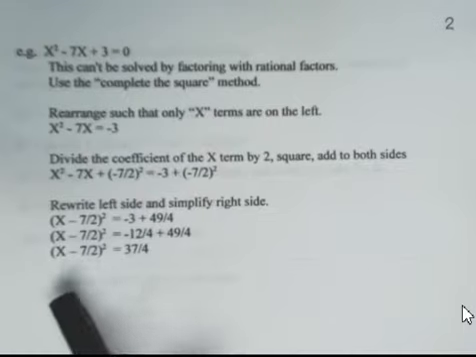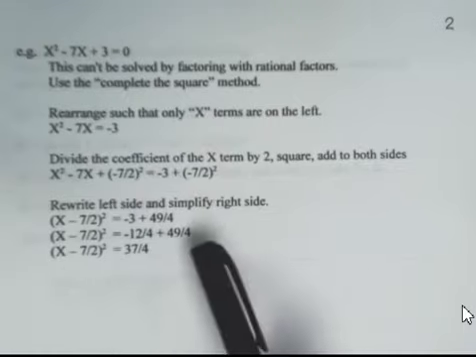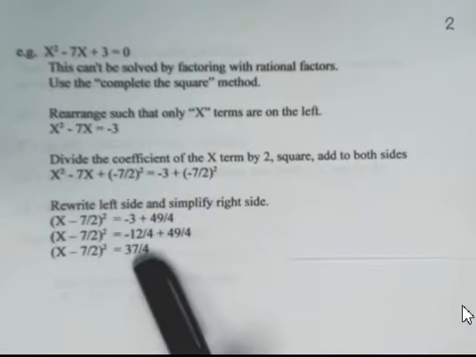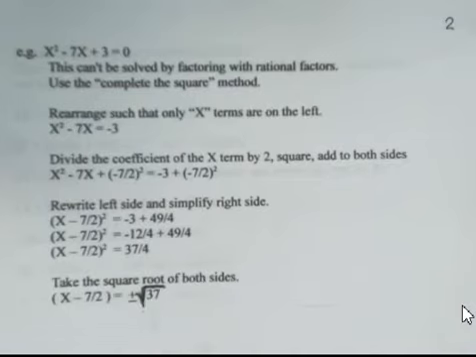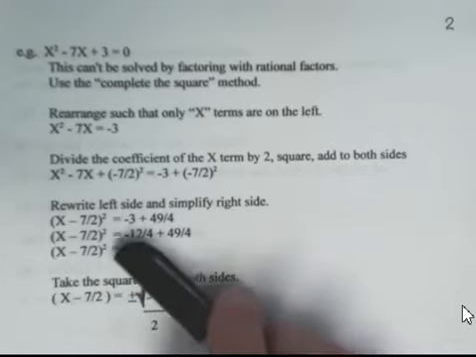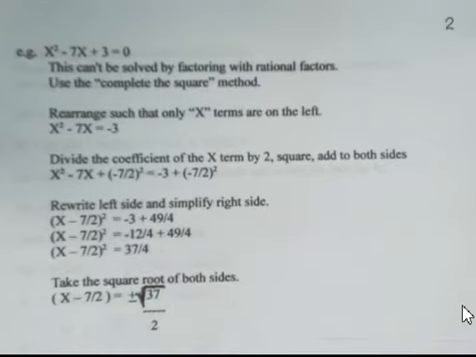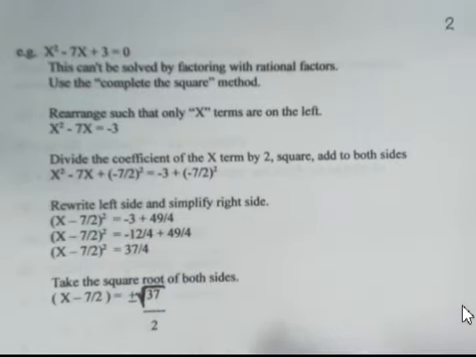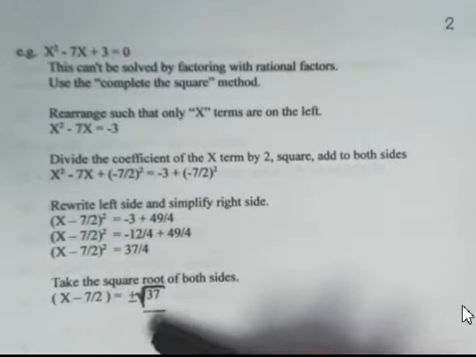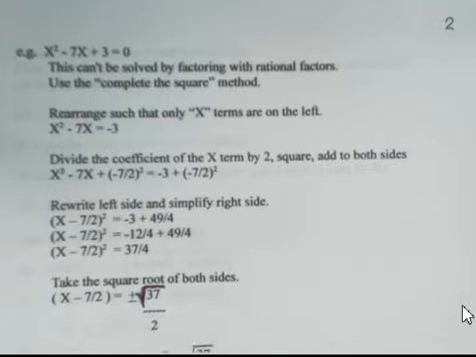Now we're ready to take the square root of both sides. You should not take the square root of both sides until you come up with a single number on the right side. So taking the square root of both sides, we get x minus 7 halves equals, over on the right, again, plus or minus the square root of 37 divided by 2. I'm applying the square root to both the numerator and the denominator. That is correct. Instead of writing the square root of 4, I've evaluated that, and the square root of 4 is replaced with 2. Now, solving for x, we need to add 7 halves to both sides.